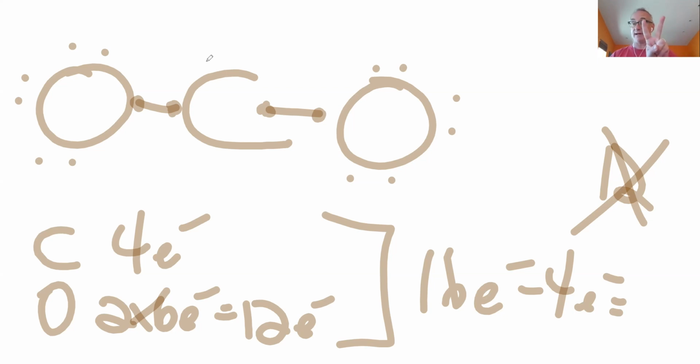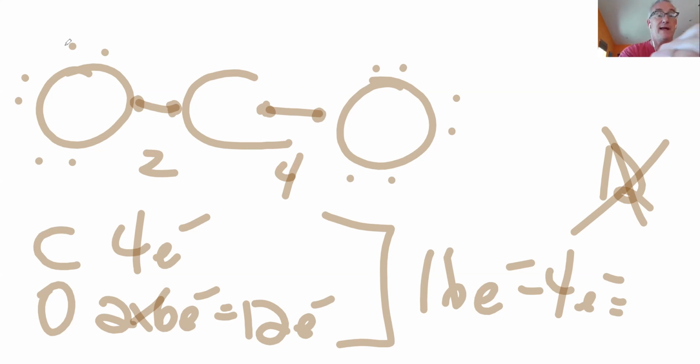It has 2 bonds, right? So it's got these two on one side and those two on the other side for 4. But that's not enough. It needs 8. Everyone's trying to get an octet, right? So it doesn't have enough total electrons.